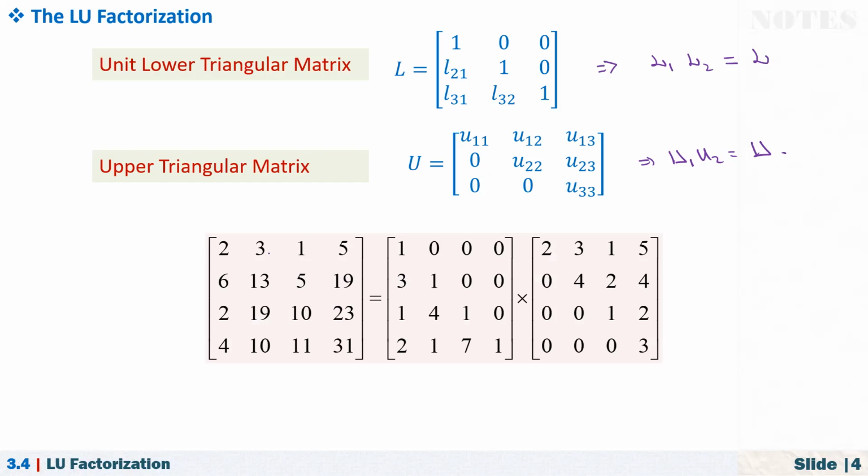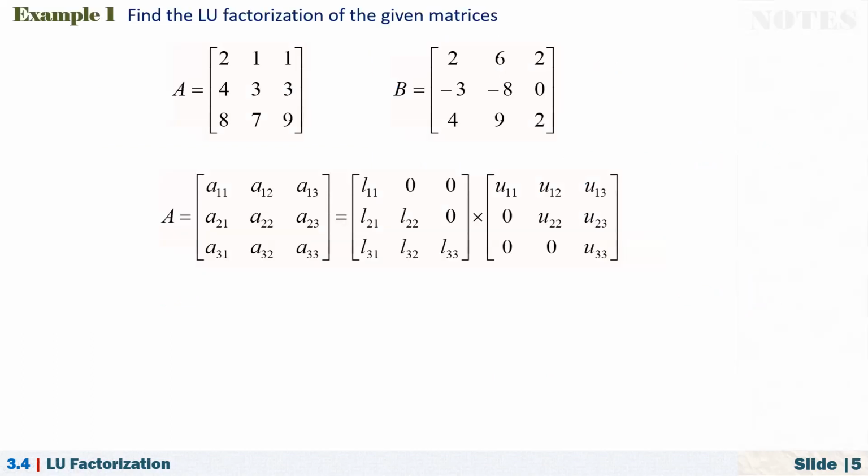Again, in our example, let's see here, this 4 by 4 matrix, right? That's A. It is actually expressed as a product of these two matrices. This one is L times U. That's called the LU factorization of matrix A.